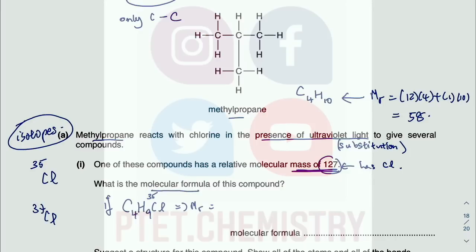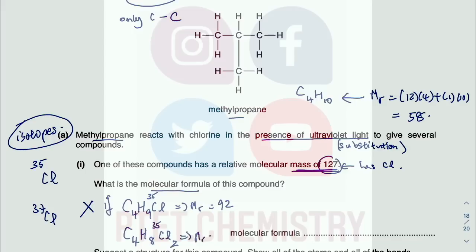12 times 4 plus 9 plus 35 is 92. It's very far off. Even if you have 37, it's just going to give you 94, very far off. One chlorine is not going to be enough. I need more chlorine. Therefore, that is wrong. C4H8. Why do I go for 8? Well, because now I would have replaced another hydrogen with another chlorine. So altogether I have 2 chlorine.